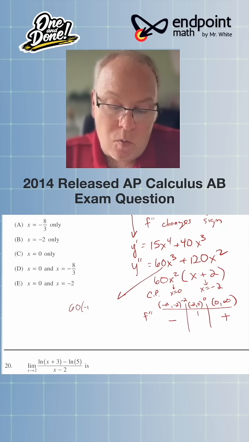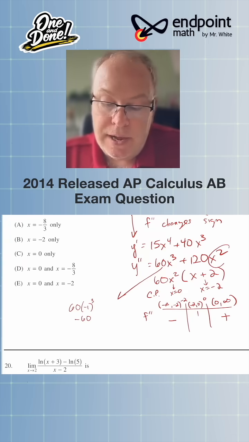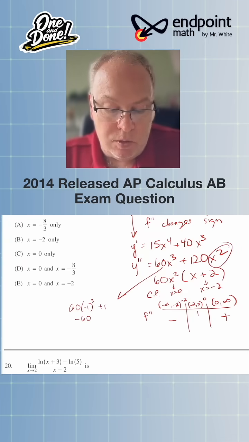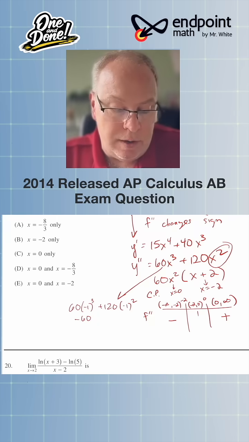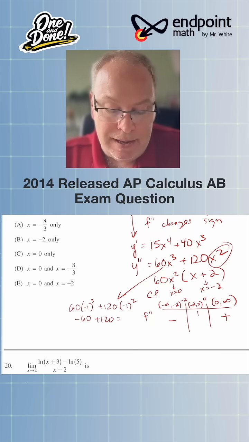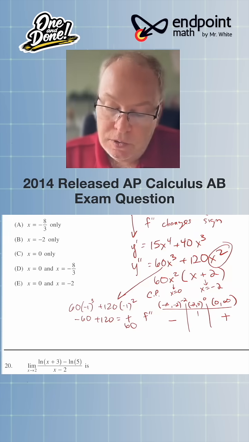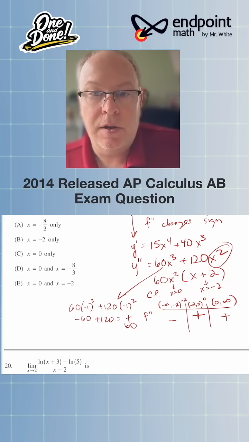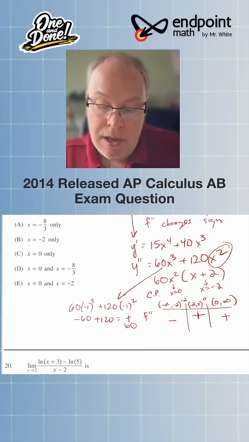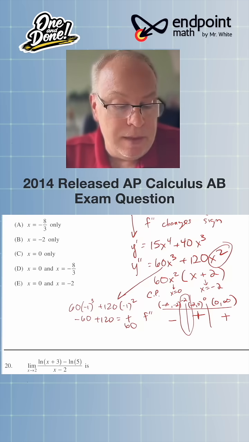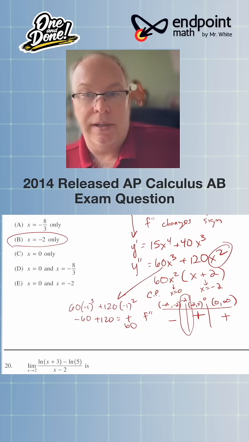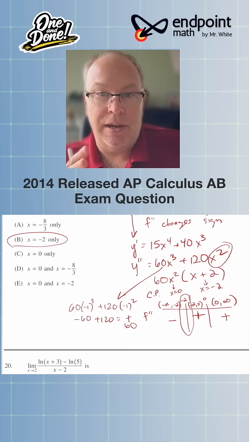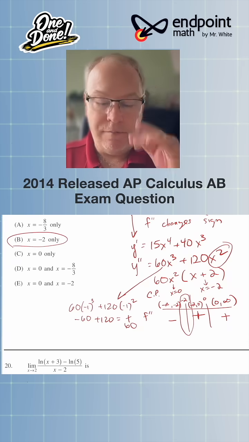So let's come up here. 60 times -1 to the third power is just -60. And then, of course, anything squared is positive, so plus 120 times -1 squared is plus 120. That is positive 60. All we care about is the sign. So this is concave up there. The original function is concave up. So we have a point of inflection at -2 only. That's where the sign changed. I didn't really care about analyzing that first derivative here.